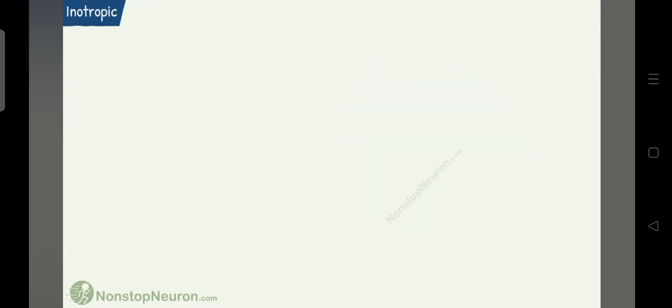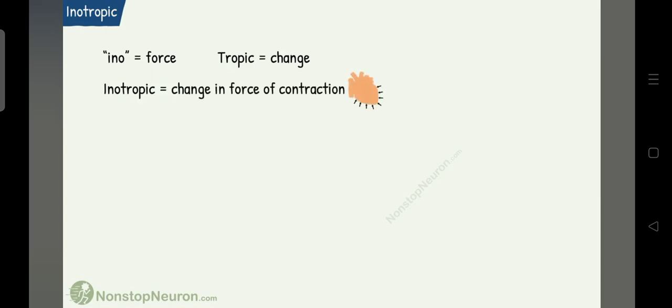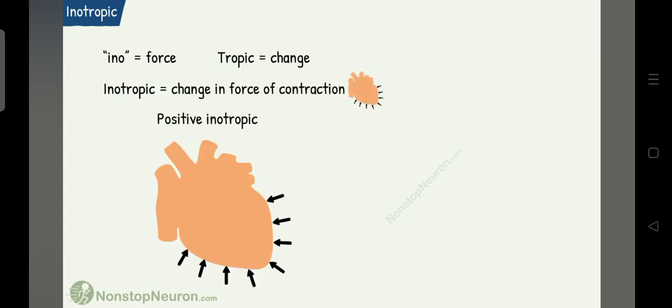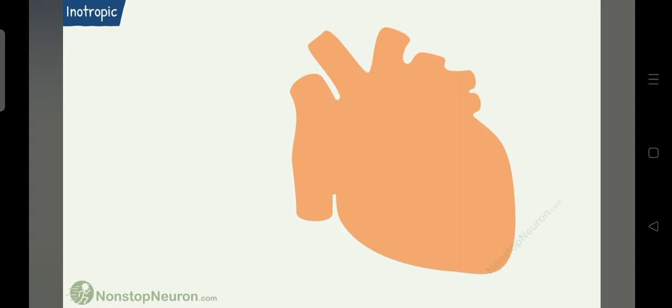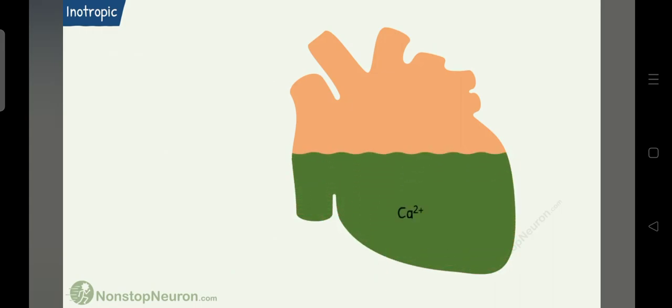Next we have inotropic effects. Ino means force and tropic means change. So the inotropic effect means a change in the force of contraction. Positive inotropic means an increase in the force of contraction, and negative inotropic means decrease in the force of contraction. Now the main factor determining the contractility is calcium concentration in cardiac muscle. So the factors affecting contractility act by changing calcium levels in the cardiac muscles.